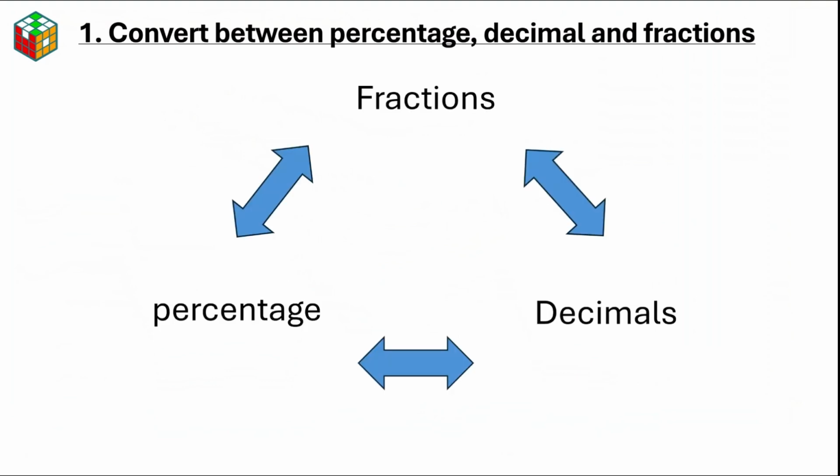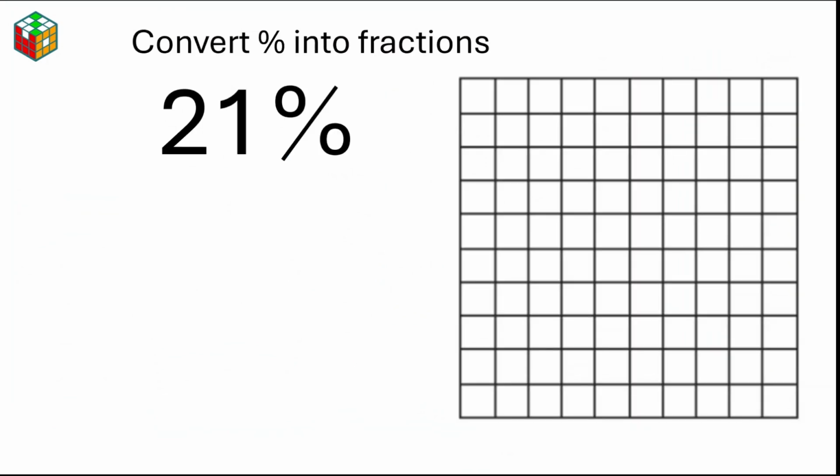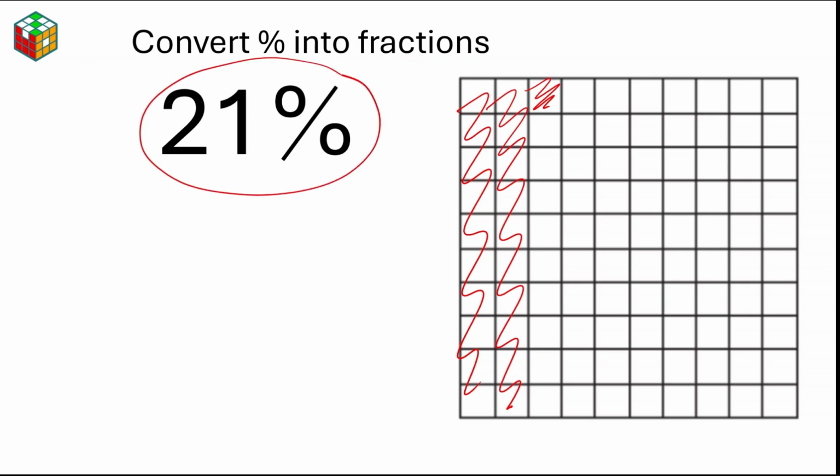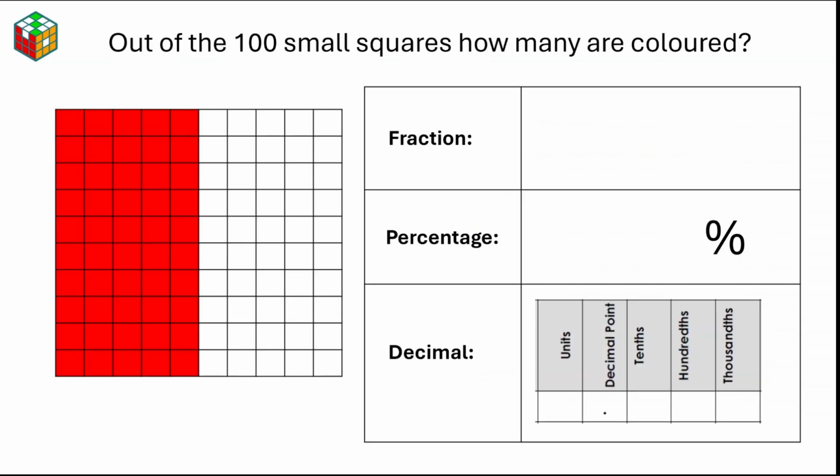Let's have a look at converting between percentage and decimal and fractions. One of the first very basic skills that you need to know is how to convert between these three. 21% means out of 100 grids, there are 21 colored. That's 20, and that's 1. Out of 100 small squares, 21 of them are colored. That's what I mean by 21%.